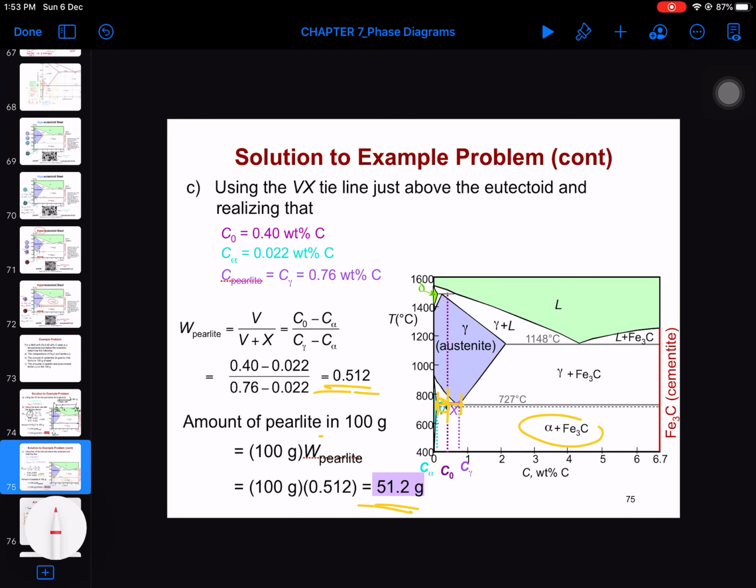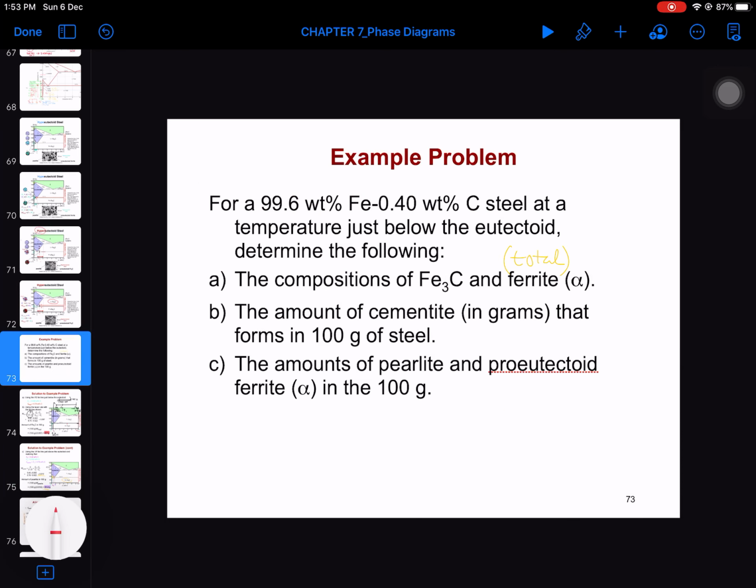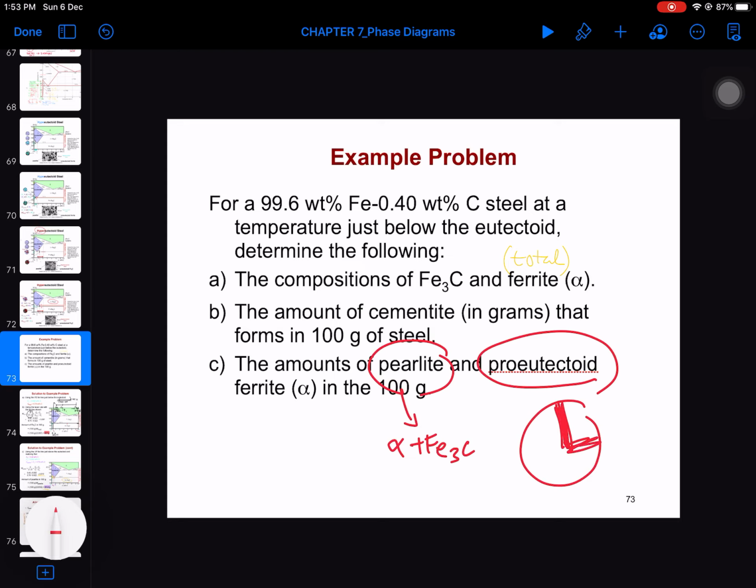Now for the third one, the amounts of perlite and proeutectoid ferrite. Perlite consists of alpha ferrite plus cementite, and the proeutectoid ferrite is the ferrite that occurs along the grain boundaries of the austenite before it reaches the eutectoid temperature. This is the proeutectoid alpha ferrite. So let's have a look.